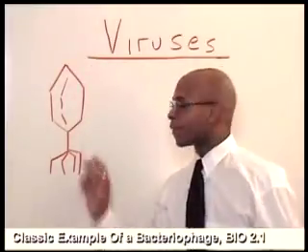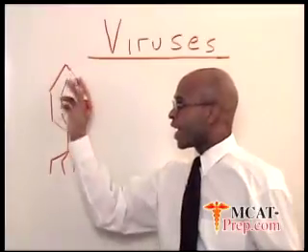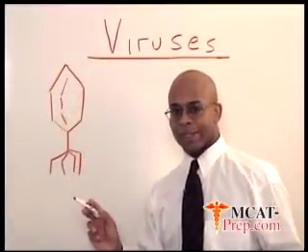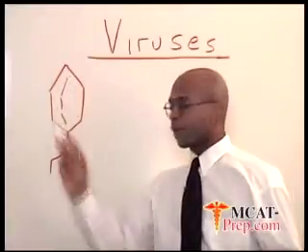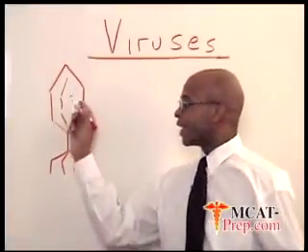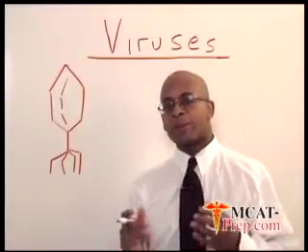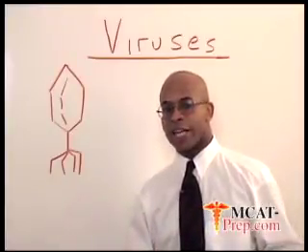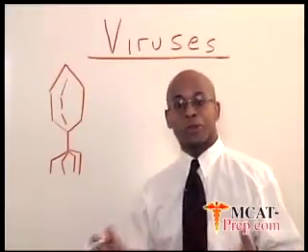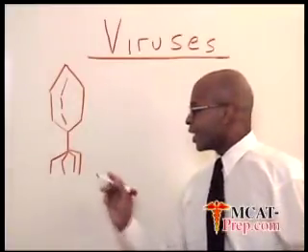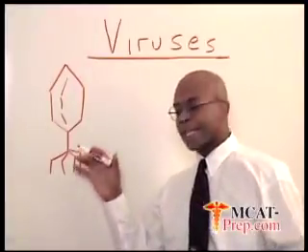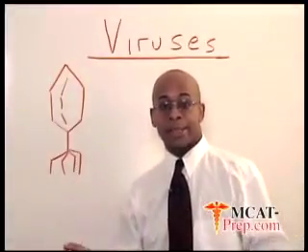and a tail. The head part has a protein capsule called the capsid, and within this protein capsid is the genetic material, which may be DNA or RNA as genetic material, which is extremely unusual. The tail part is structured such that it can attach to a cell.